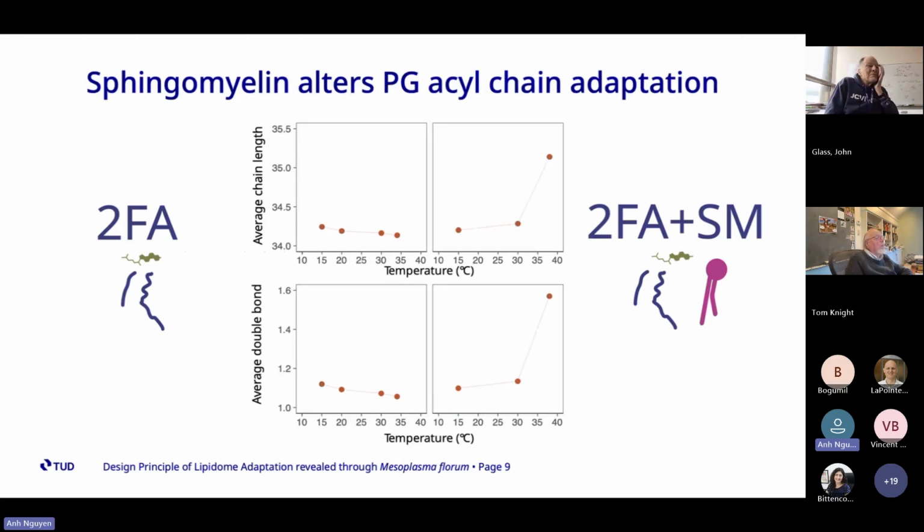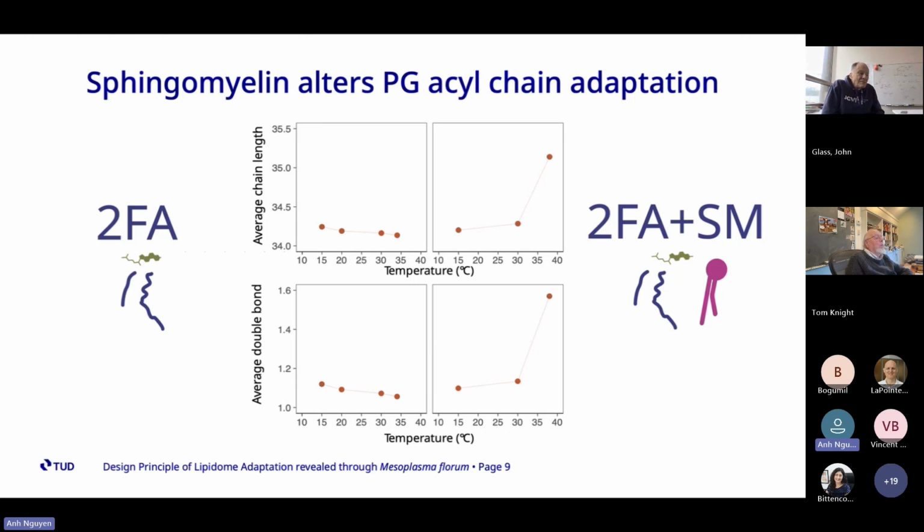However, if you look at how they remodel PG, the main phospholipid that they actually make themselves, we see that the pattern changed completely from 2 fatty acid and 2 fatty acid with sphingomyelin. So this signifies to us that the dynamic of how this bacteria homeoviscously adapt changes significantly with the presence of a new lipid class, in this case sphingomyelin, which pops up a new question. All organisms have different sets of lipid with different head groups. So how does that come to be?